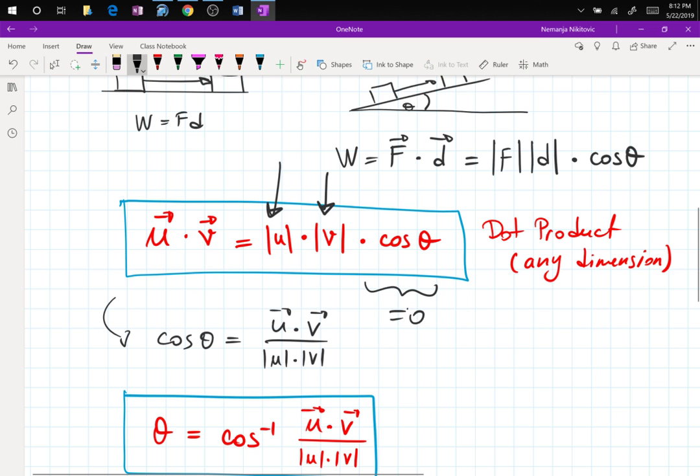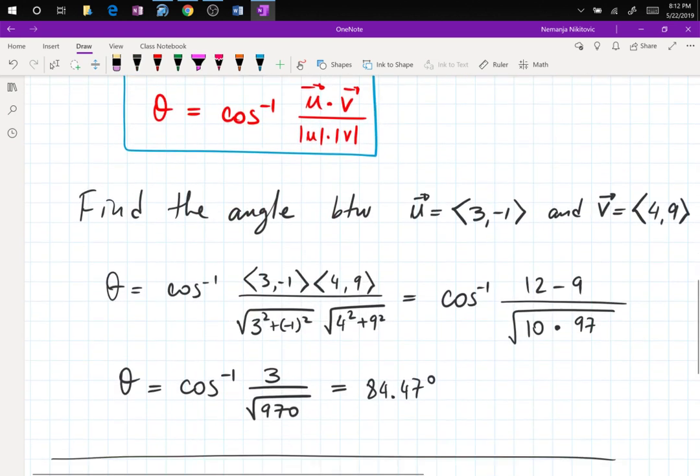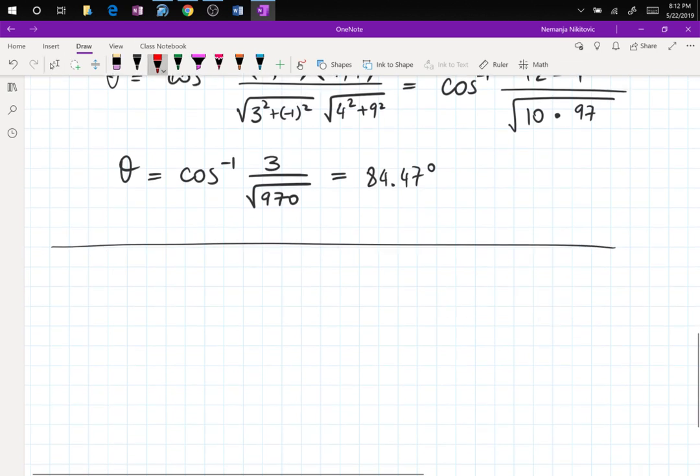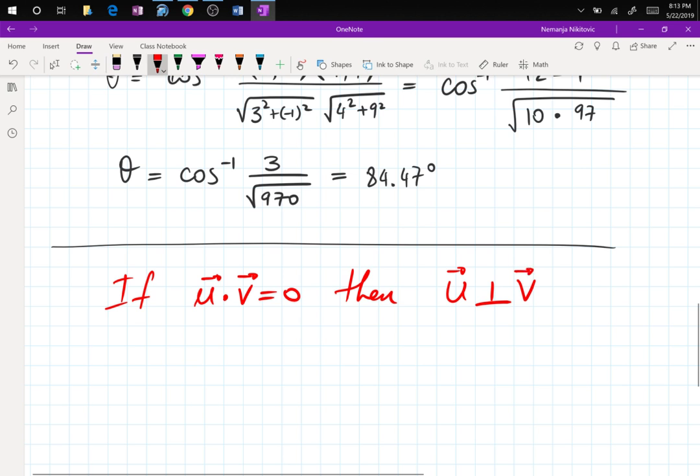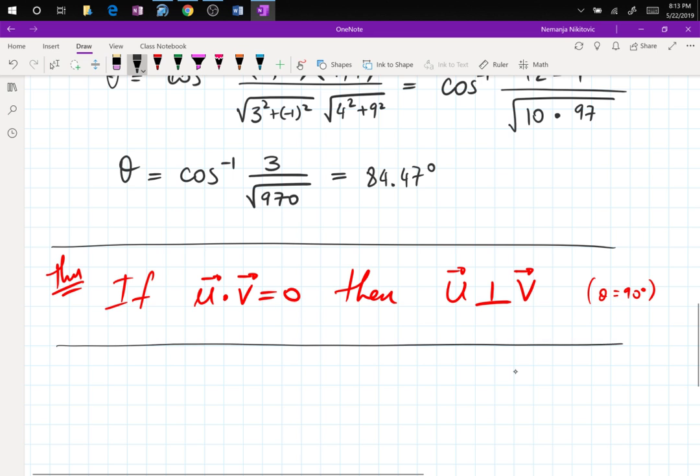Now, for what angle is the cosine of theta 0? Yes, 90 degrees, great. So that gives us this awesome theorem which says that if u dot v equals 0, if the dot product equals 0, then u is perpendicular to v. Theta equals 90 degrees. That's what it means. We're going to use this, so make sure you know that theorem. Two vectors are perpendicular if the dot product is 0.